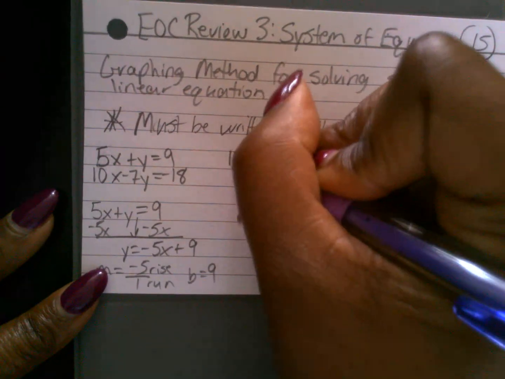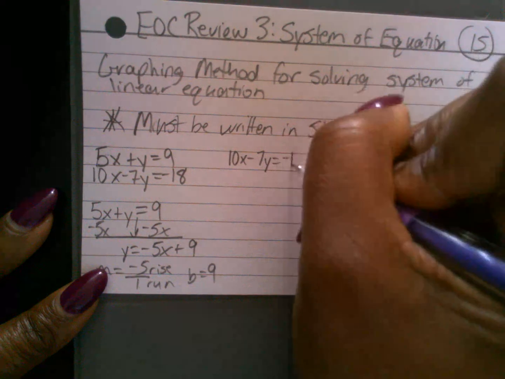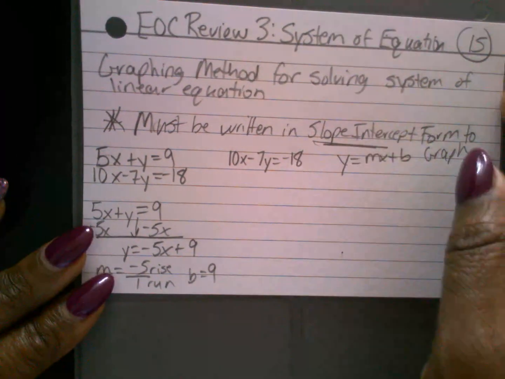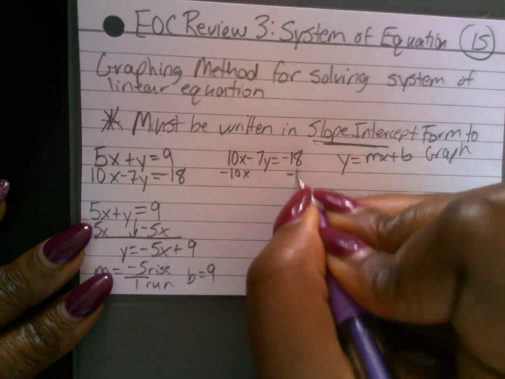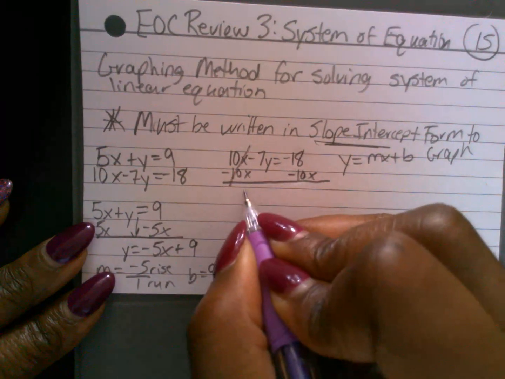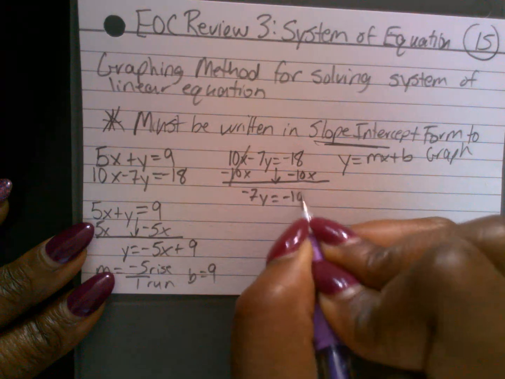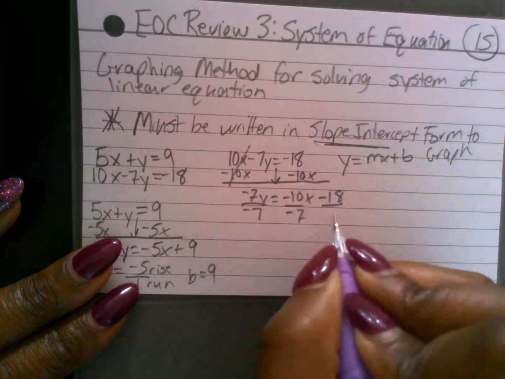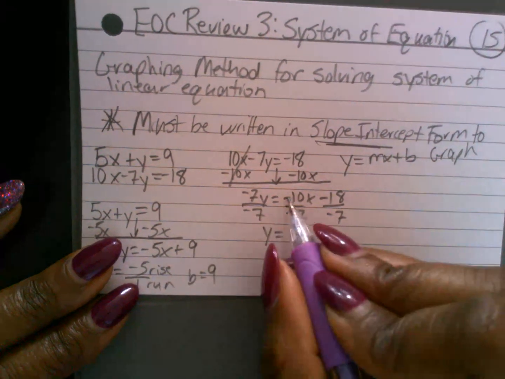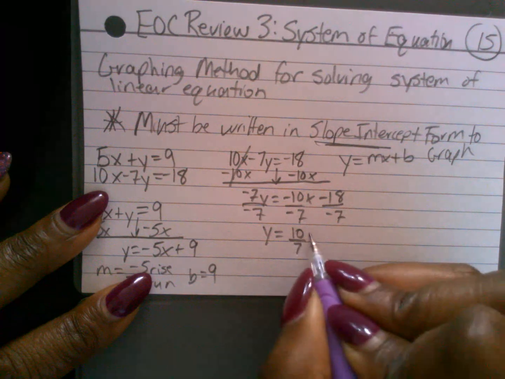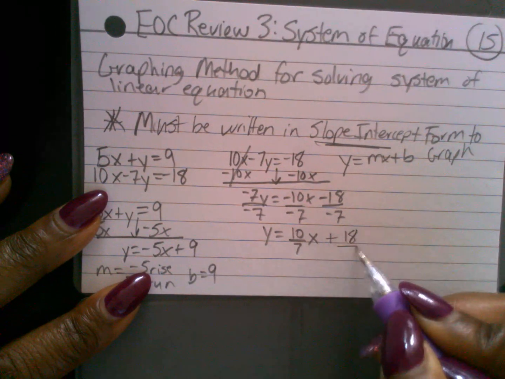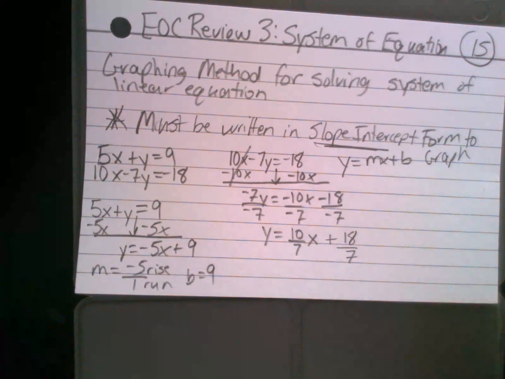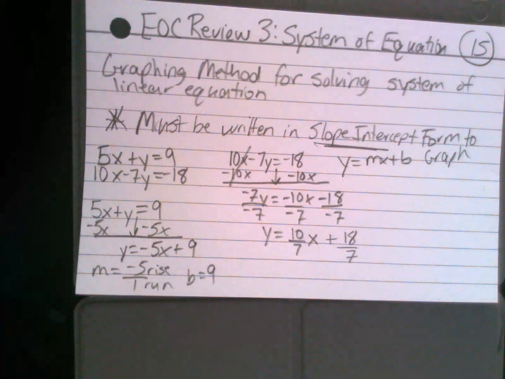Now you have the second equation, 10x minus 7y is equal to negative 18. The first thing you're going to do to put this in slope-intercept form is move the x term. So this is gone, and now I'm left with negative 7y is equal to negative 10x minus 18. Now I'm going to divide everything by negative 7. So now I get y is equal to, a negative divided by a negative is a positive, 10 over 7x plus 18 over 7. I would probably change this to a decimal, or you can use the calculator to graph it. So now you can graph both of these. This is your M, this is your B, and see where they cross.